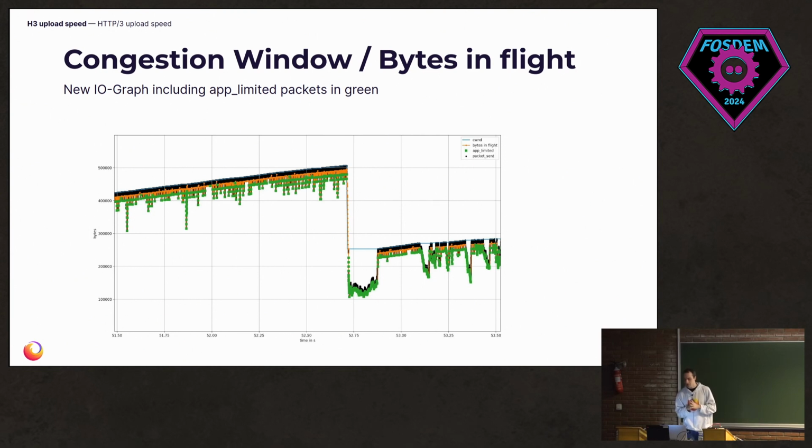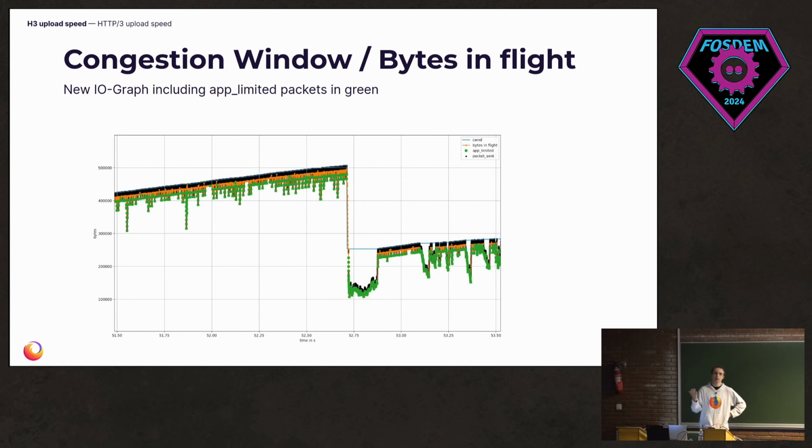And this detection on whether a packet was sent during the utilization of the congestion window, like sending as much data as we could, had a bug as well and made us mark packets as not utilizing the congestion window for 50 to 75% of the packets, which meant that we didn't increase the congestion window as fast as we could.